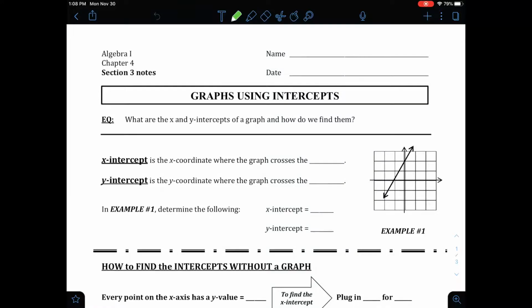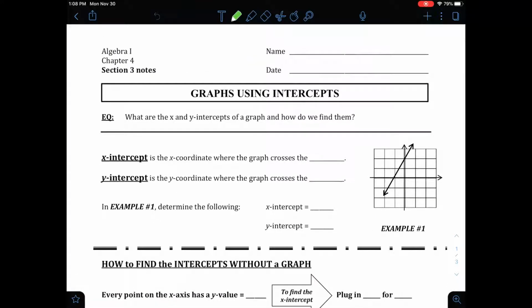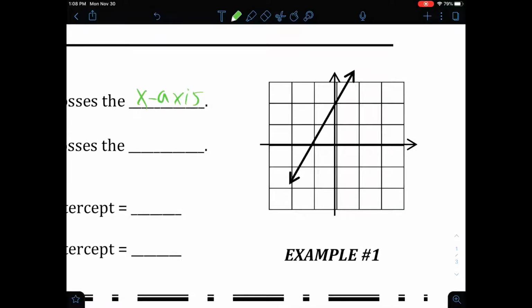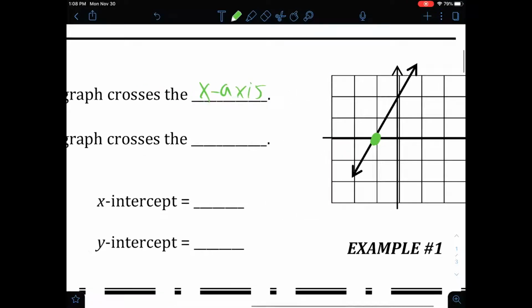So the x-intercept of a graph is literally where the graph crosses the x-axis. So on this graph to the right here, which one's the x-axis? The horizontal one or the vertical one? The horizontal one is the x-axis. So it's supposed to cross right here. This graph's a little bit off, but what's the coordinates of that point there? It's -1, 0, or the x-intercept is just -1. It crosses at -1.